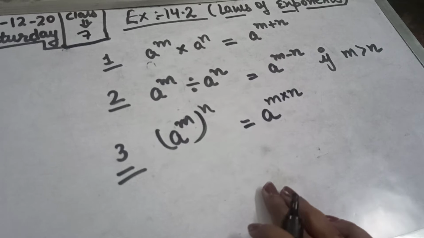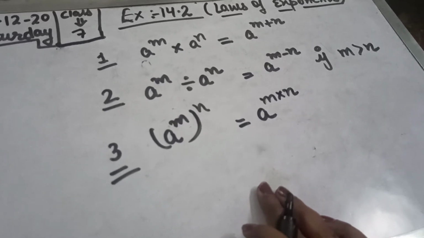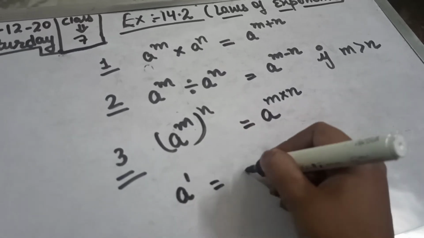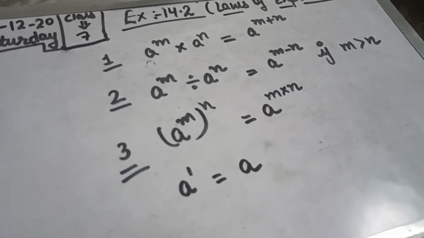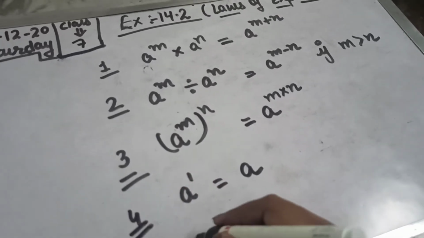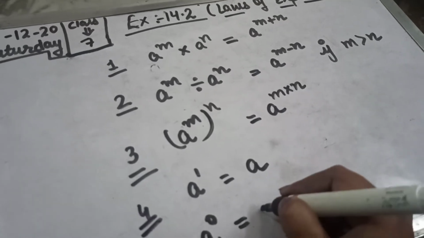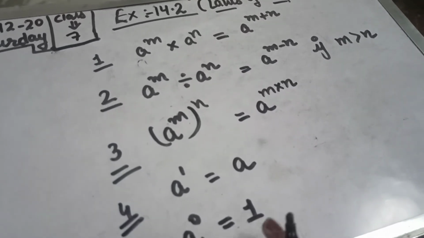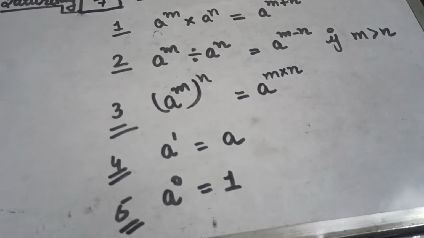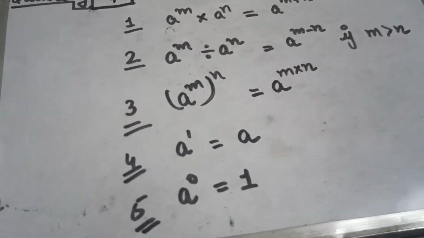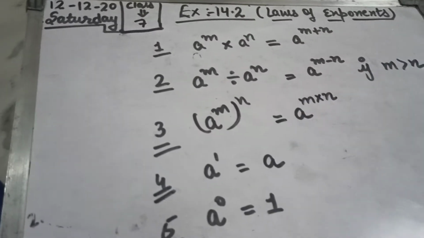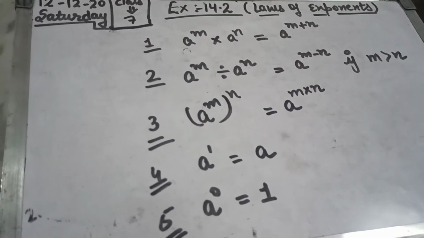After this, any number raised to the power of 1 is equal to the number itself. Like a to the power 1 means a. And one more point, if any number is raised to the power 0, it is equal to 1. If the power of any number is 0, beta, it means that it is equal to 1. Clear these 5 points, which will help in solving our exercise 14.2.